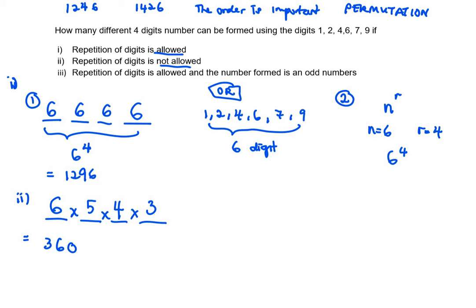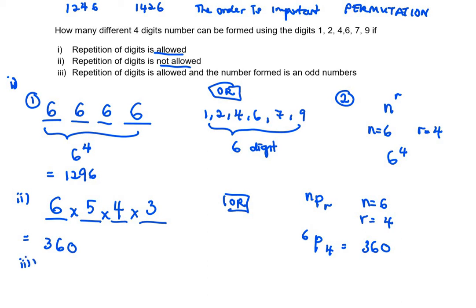Or you can use the other type of calculation. The formulation will be nPr, where n will be 6 and r is 4, because we need to fill in 4 places. So 6P4. So the answer is still 360.